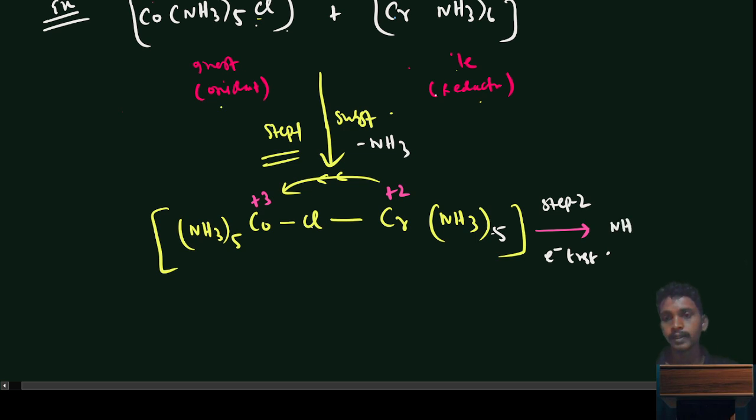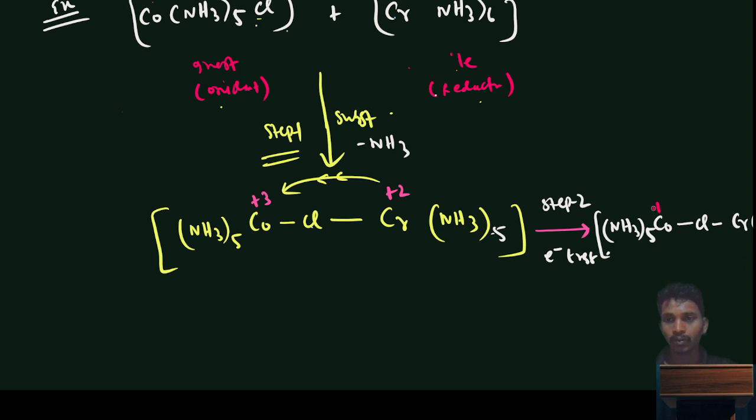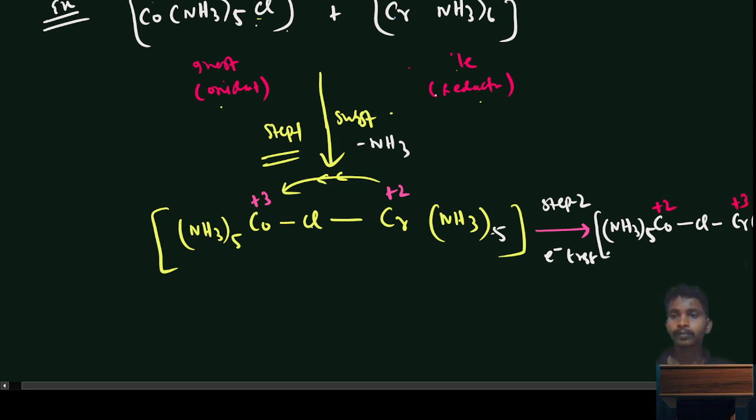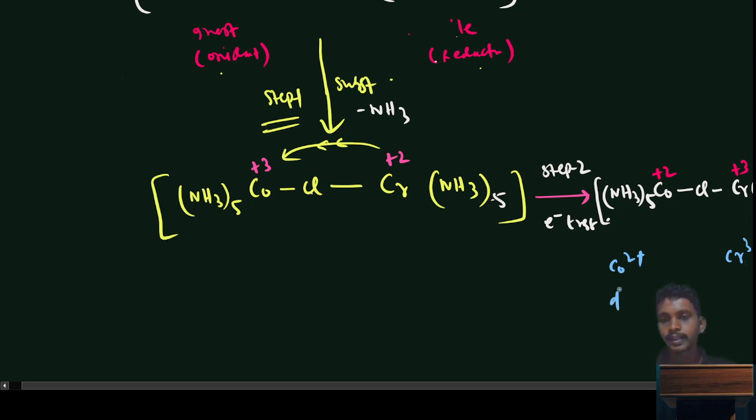This will be Co(NH3)5 with Cl, and Cr(H2O)5. With the electron transfer, this is going to be +2 and this is going to be +3 charge. Now again we look at labile and inert. This is cobalt 2 plus and this is chromium 3 plus. Cobalt 2 plus means it is d7 and chromium 3 plus means it is d3.